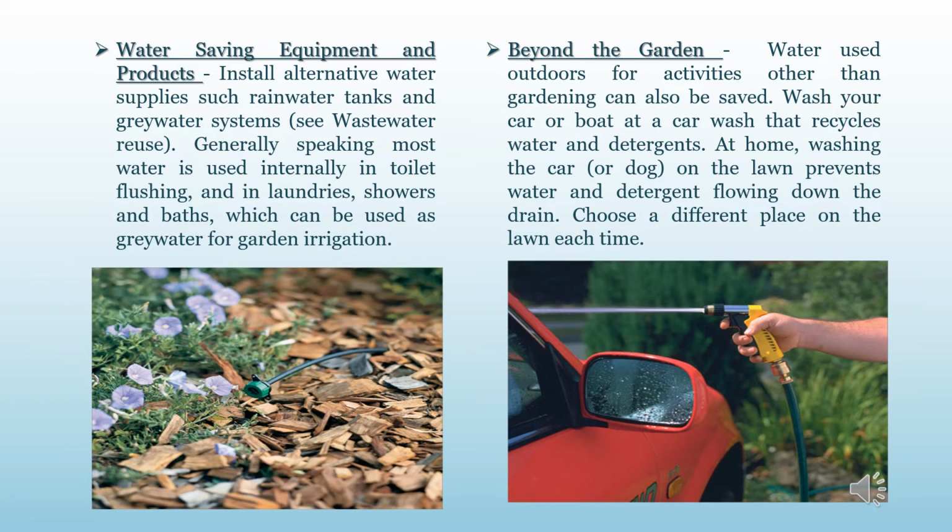Beyond gardening, water used outdoors for activities other than gardening can also be saved. Wash your car or boat at a car wash that recycles water and detergent. At home, washing your car or dog on the lawn prevents water and detergent flowing down the drain. Choose a different place on the lawn each time.